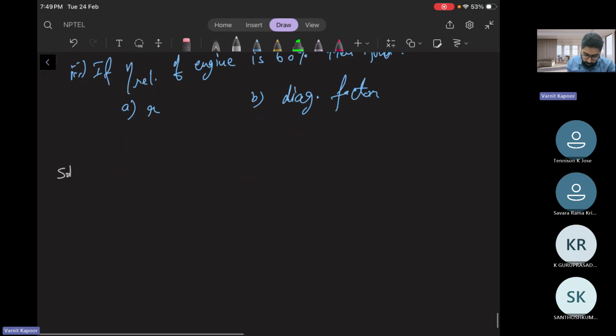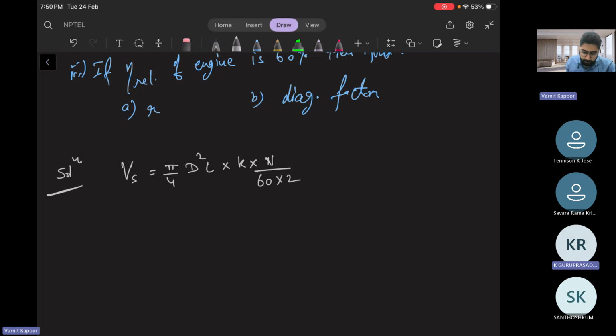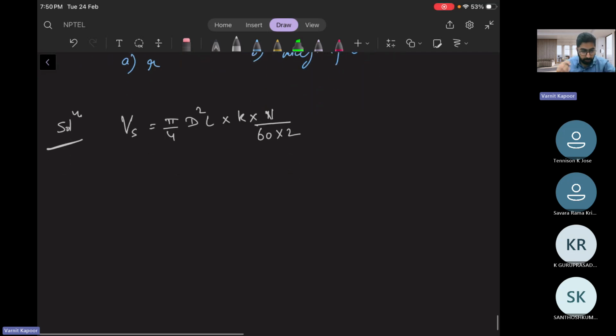Solution. First of all, let us get the swept volume from here. Swept volume rate is nothing but pi by 4 D squared L into K into N by 60, where it's a 4-stroke 4-cylinder engine. Yes, this will be your swept volume. You can just verify. Why did 2 come? Because for a 4-stroke engine there are 2 revolutions per cycle. We have discussed this in the second tutorial.